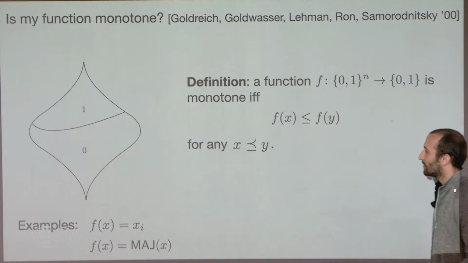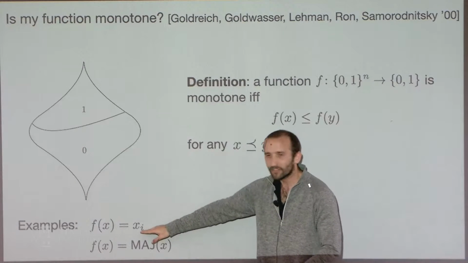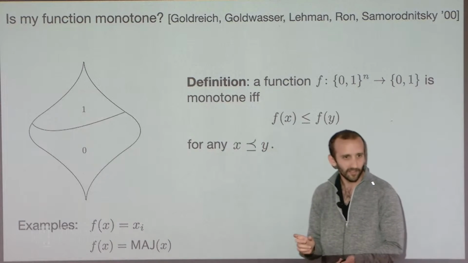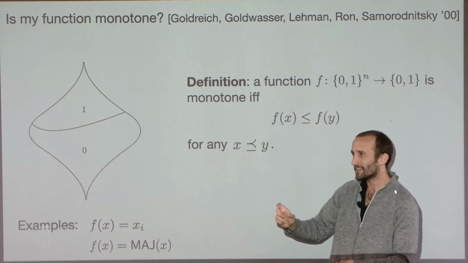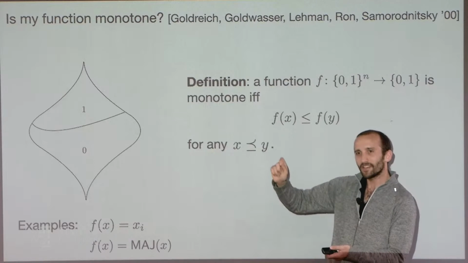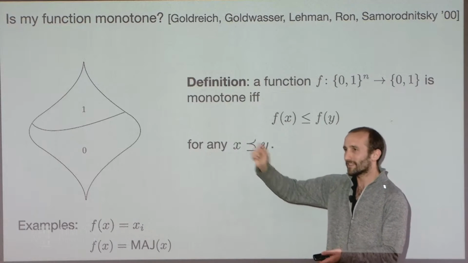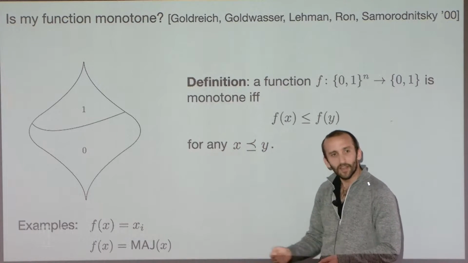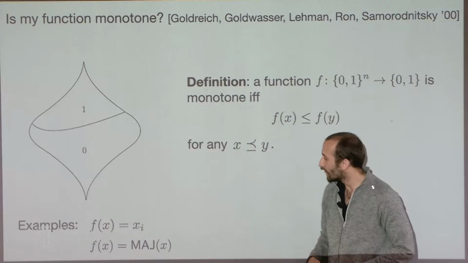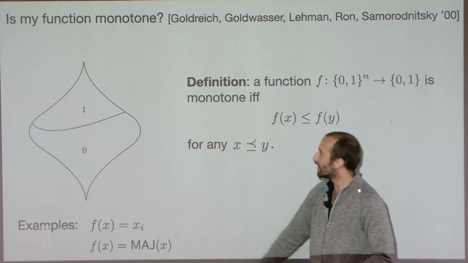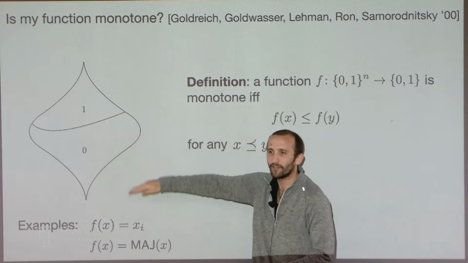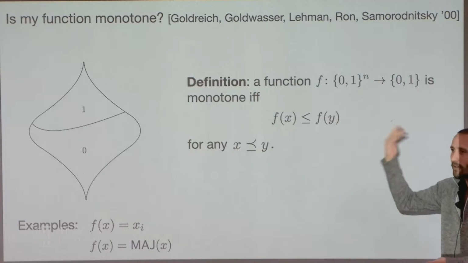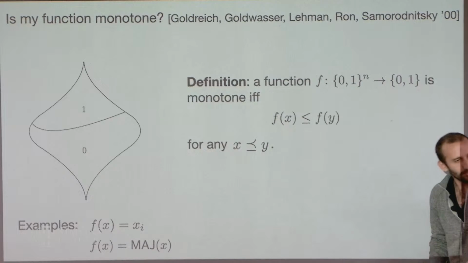Some basic examples: if f of x equals just x_i, it looks only at the ith bit. This function is monotone, right? Because if x_i is 0, it evaluates to 0. As you walk up, eventually you're going to flip i to 1. That's the moment the function will flip to 1, but it will never flip back. The second is the majority function, which we already saw, where the bottom half is set to 0 and the top half is set to 1. Also, from the picture, you can see as you walk up, you can only go from 0 to 1.